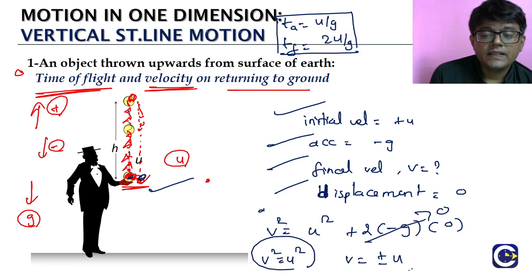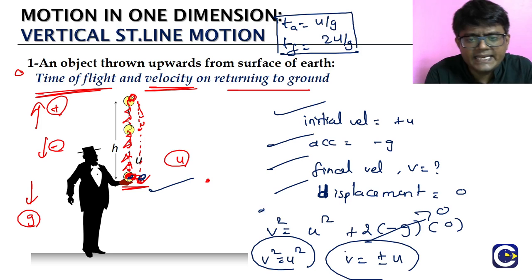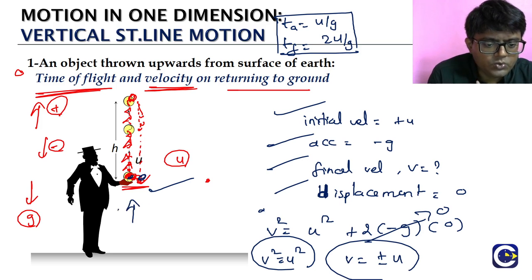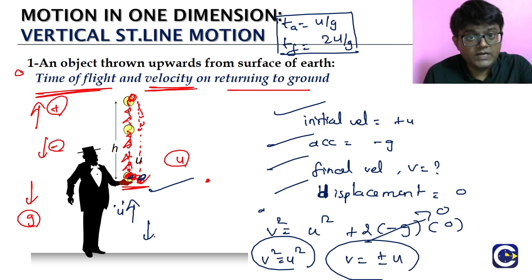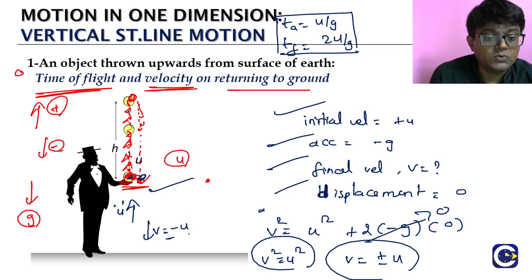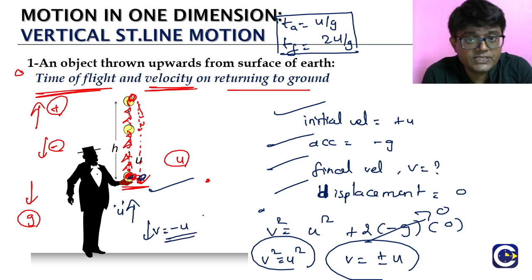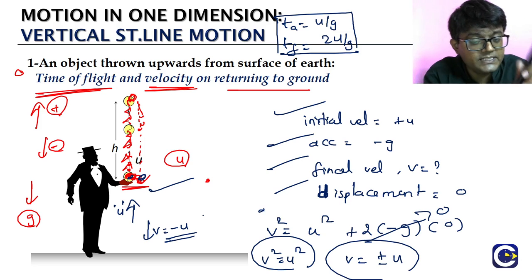V, mathematically we can say what? V is equal to plus or minus u. Okay. But here, as per the sign convention, think about it. u will be up because we are projecting it up. While returning, the velocity will be in the downward direction. So we'll take the final velocity to be equal to what? Minus u as per the sign convention. Because plus means our convention is telling what? Up. Minus means it is down.